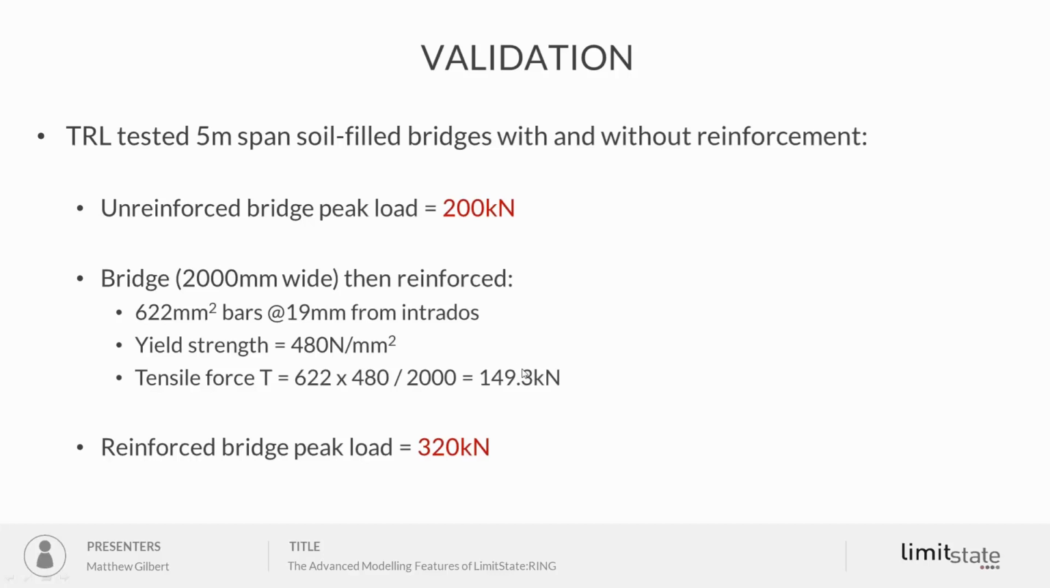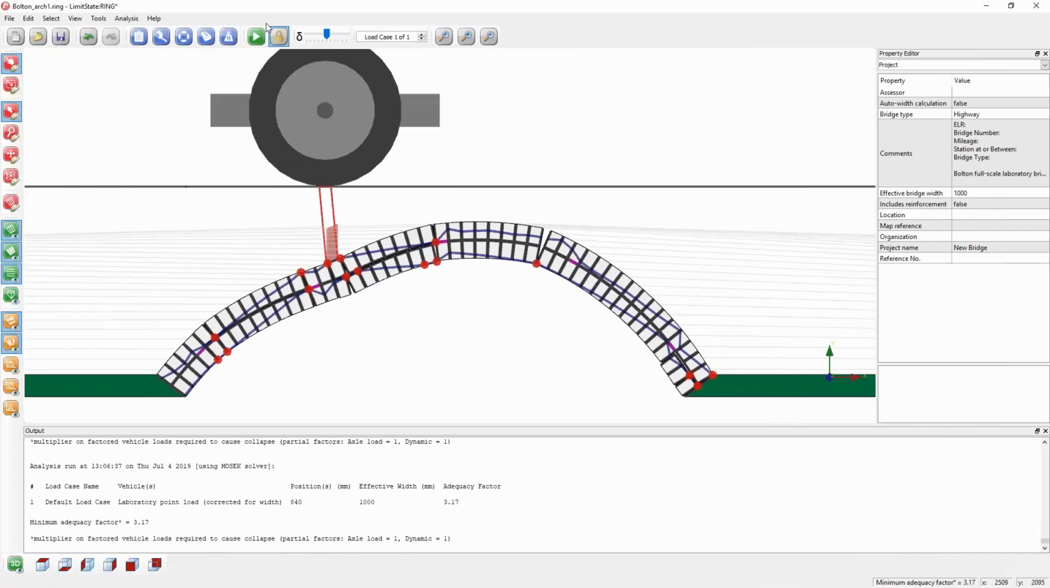Validation, we have, for example, looked at the results from some tests carried out by the Transport Research Laboratory some years ago. They had a couple of bridges, one with reinforcement, one without. In this particular case, the bridge had embedded reinforcement, 90 millimeters from the intrados. The tensile force of the reinforcement was around 149 kilonewtons, and I'll very quickly just show you how you can do that in the software.